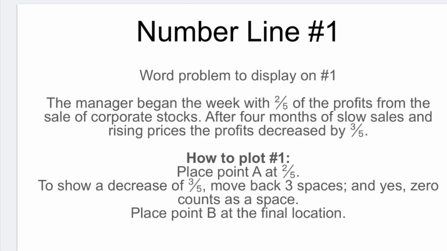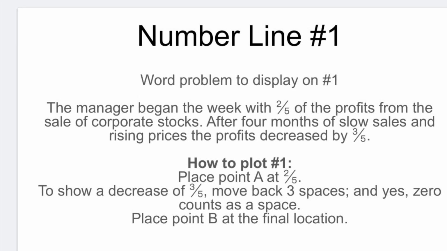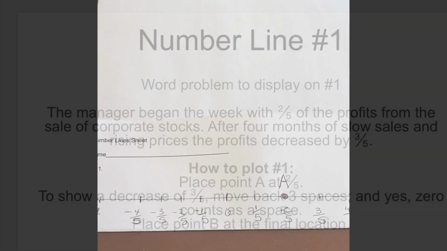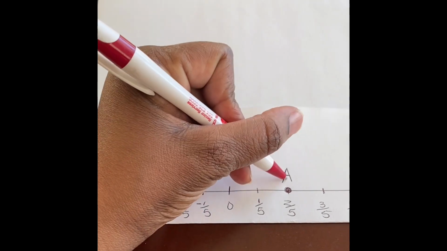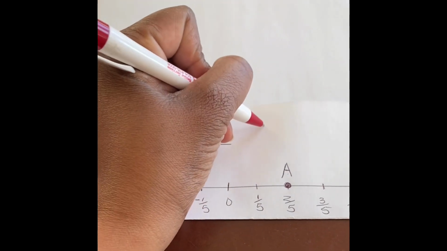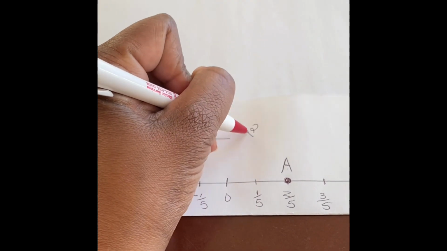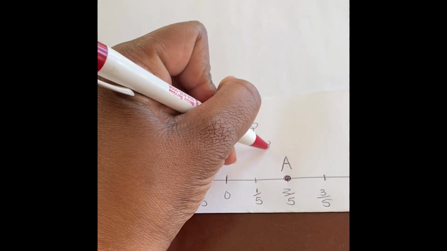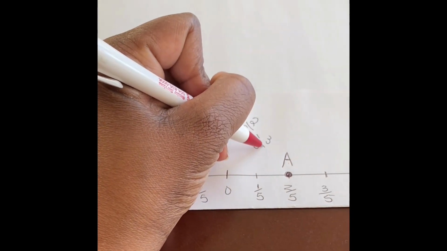The manager began the week with 2/5 of the profits from the sale of corporate stocks. After 4 months, that was a decrease of 3/5 of the stock of the profits. We're going to plot that on a number line. So that's going to be 2/5, and you're going to decrease by 3/5.